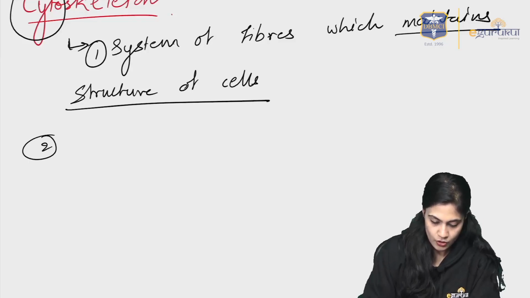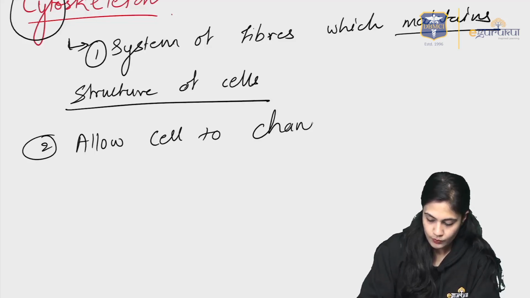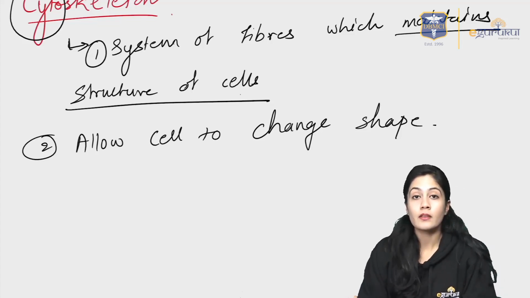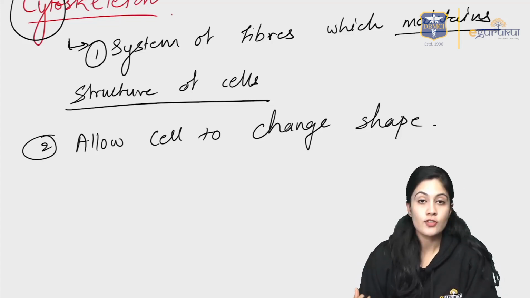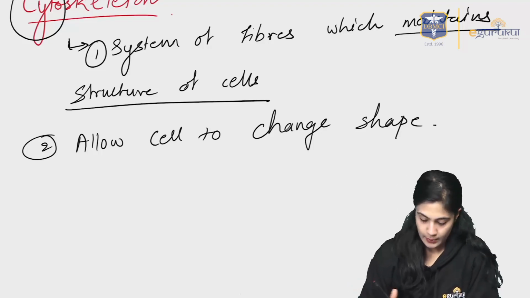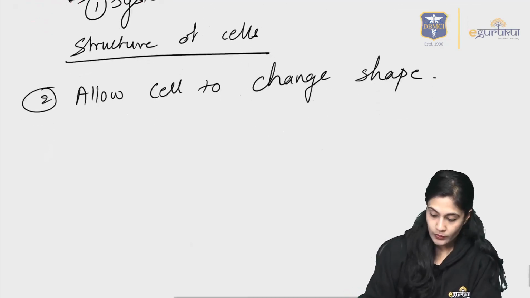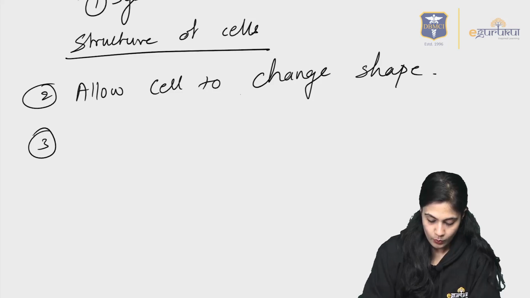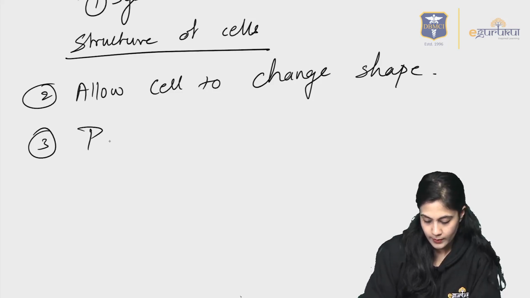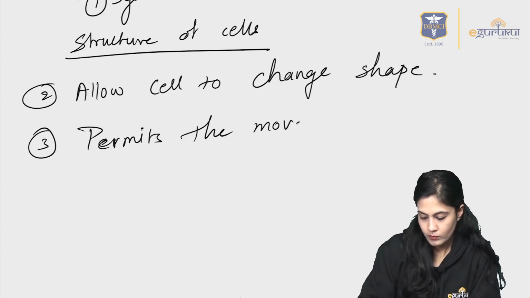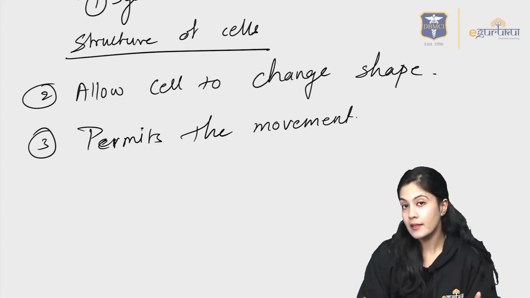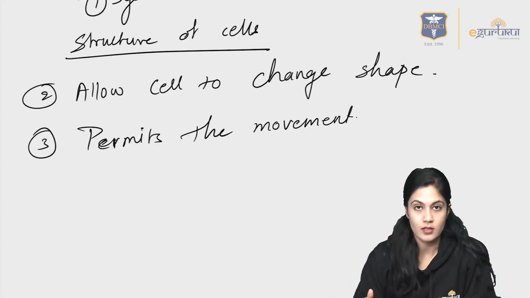What else? The functions of the cytoskeleton: it allows the cell to change shape. Whenever stretching occurs, it helps in that too. So it helps or allows the particular cell to change its shape, right? Now what is the third function? It permits movement, inside the cell as well as across the cell, right?